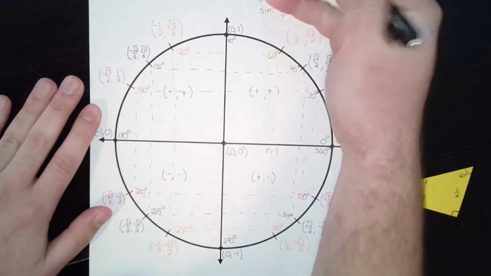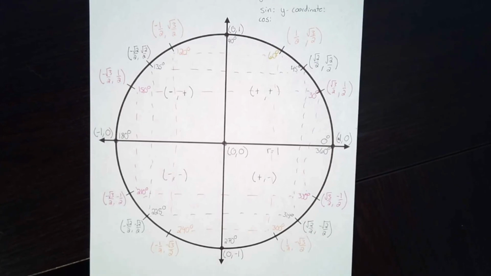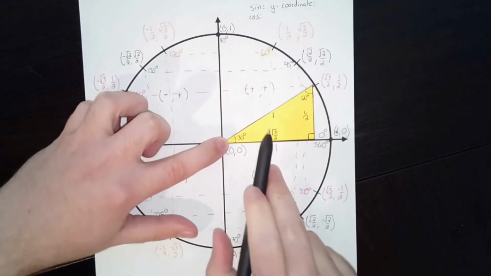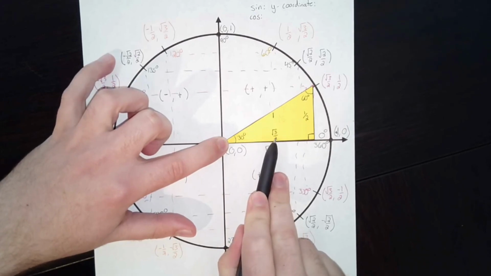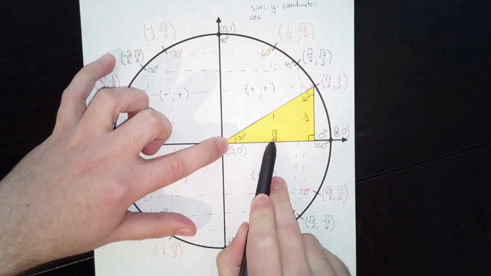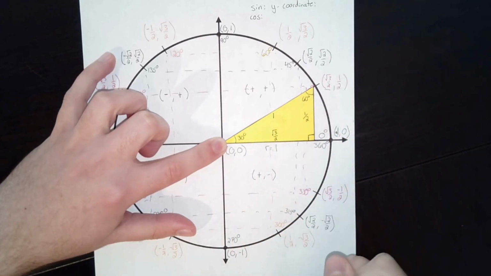Now you might be asking, where's cosine then? And some of you might already be seeing it. If I put 30 degrees on here again, cosine is adjacent over hypotenuse. Adjacent is the square root of 3 over 2. My hypotenuse is still 1. So my adjacent side, the square root of 3 over 2, is just my answer. My x-coordinate, or my horizontal piece, this piece right here, is my cosine.